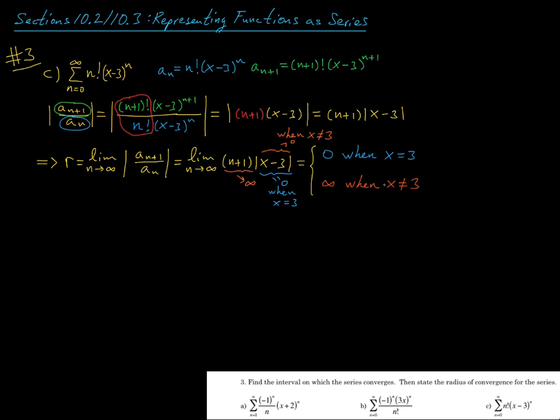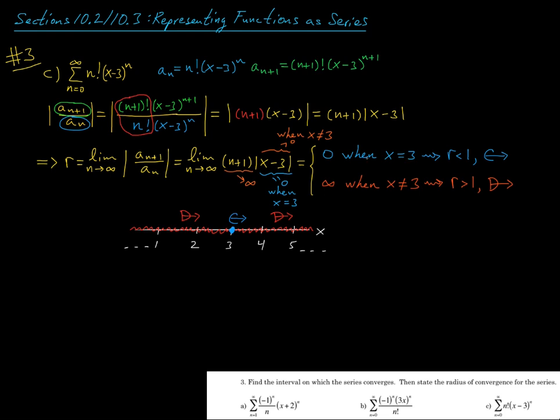Now, on the other hand, if x is any number other than 3, well now x minus 3 in absolute value is going to be a positive number. And it's multiplying n plus 1, which is blowing up to infinity. All right, so this product then is going to approach infinity as n approaches infinity. So here we conclude that r is equal to infinity when x is not equal to 3.